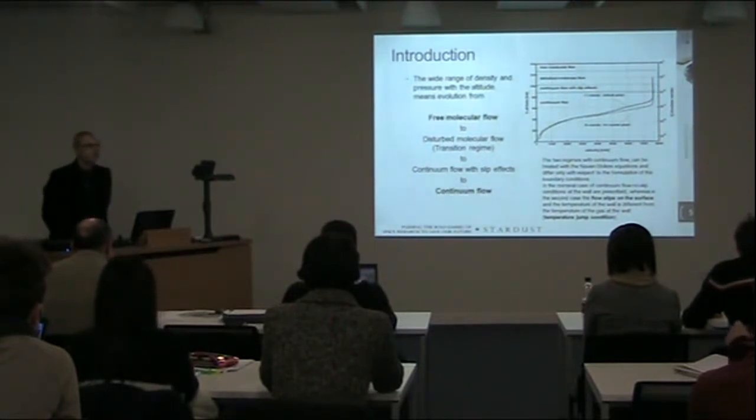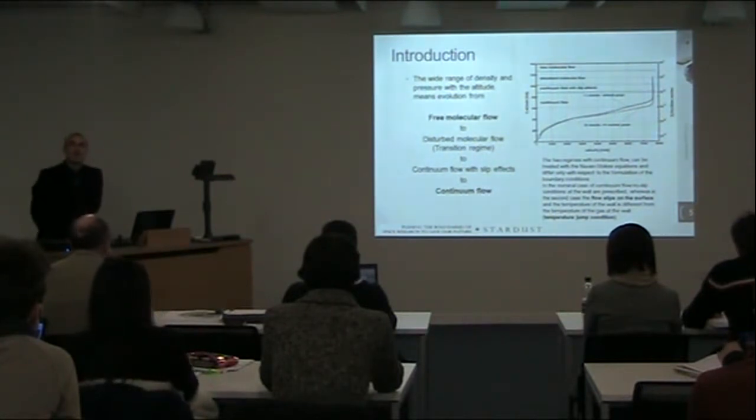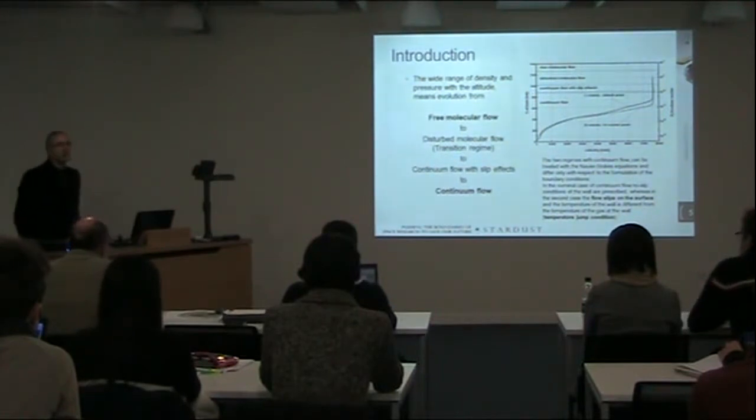slip condition. So actually what is done is that instead of having the flow at the same velocity as the wall of the object, there is a different velocity, and there is also a crisp jump between the temperature of the wall and the temperature of the flow.